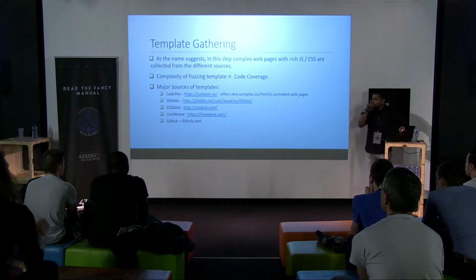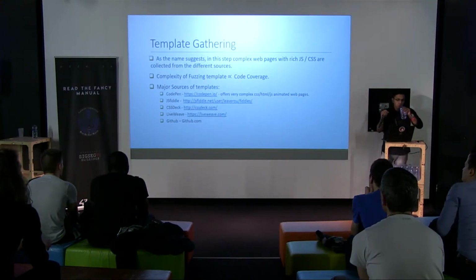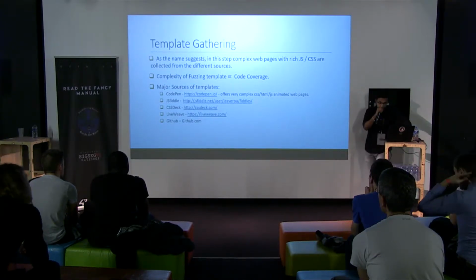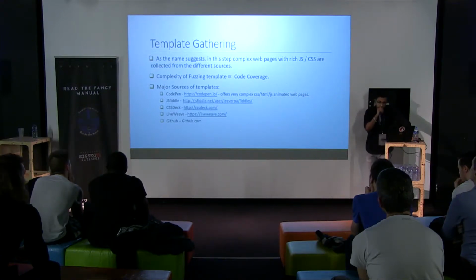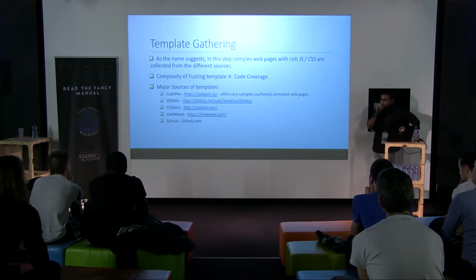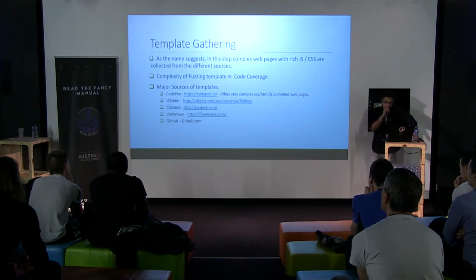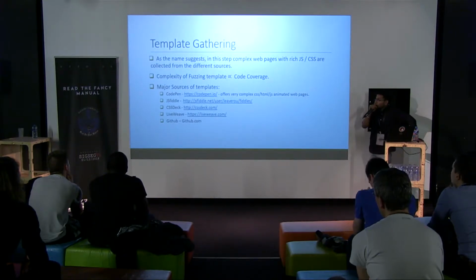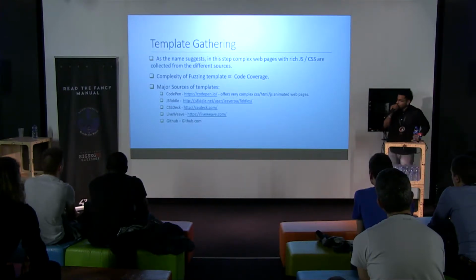So now we are going to talk about some of the details of each step that you have seen in the last diagram. The first step is template gathering. As the name suggests, in this step, complex web pages with rich JavaScript and CSS are collected from different sources. If we increase the complexity of the fuzzing template, it will increase the code coverage. That was our initial assumption.